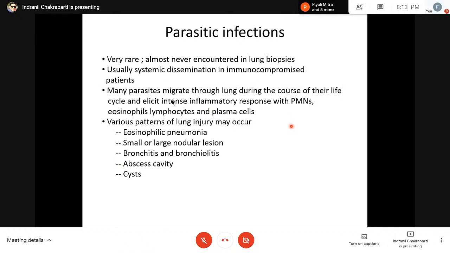They are almost never encountered in lung biopsies, and they are usually part of the systemic dissemination in immunocompromised patients. And many parasites migrate through the lung during the course of their life and elicit an intense inflammatory response with neutrophils, eosinophils, lymphocytes and plasma cells. And this type of lung injury can take various patterns.